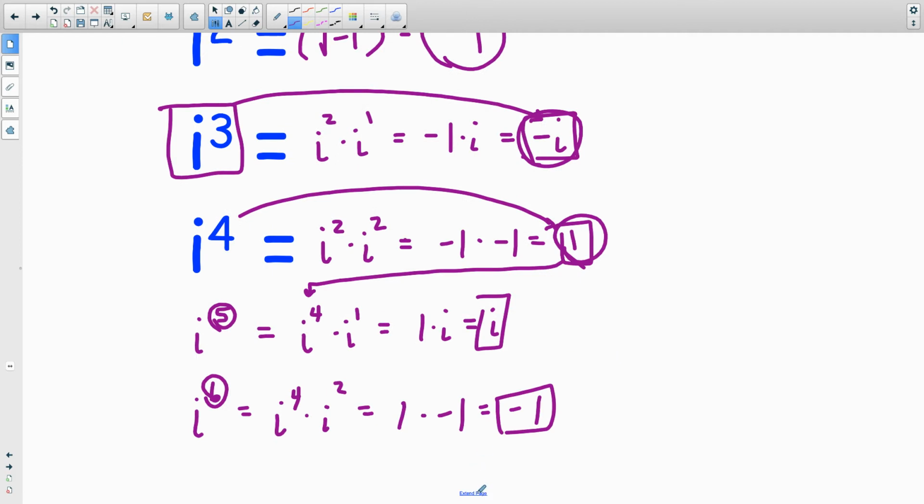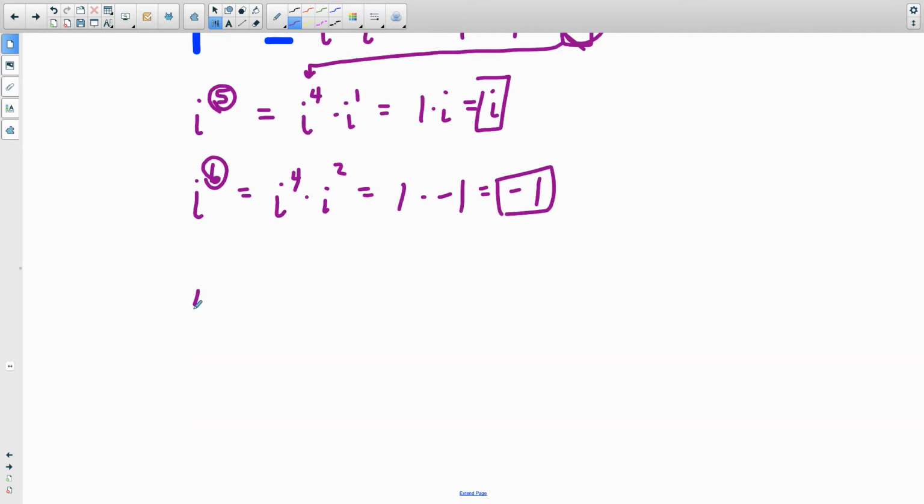Let's jump forward a little bit, but let's keep it manageable. Let's go i to the 14th power. Remember that when we want to decompose this, it's the sum of these exponents that gets me this. So i to the 14th is i to the fourth times i to the fourth times i to the fourth, that's 4 plus 4 plus 4, that's 12, times i squared, which is 1 times 1 times 1 times i squared, which is -1. So it's equal to -1 as well.